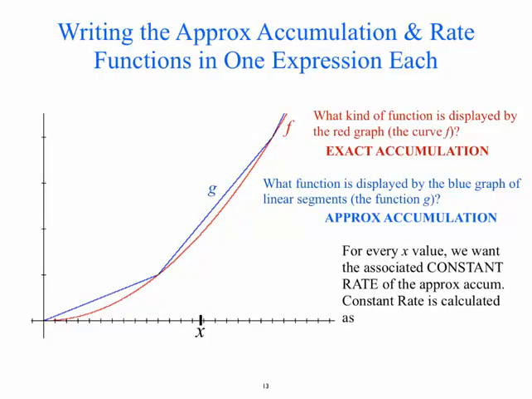So here we are. I'm going to pick this interval here from whatever this x value is to that one up there. And so now this is the current value of x. It could be anywhere in this interval, and this could be any interval. So we're totally generalized here. So for every x value, we want the associated constant rate of the approximate accumulation. How do we calculate the constant rate? Change in y over change in x.